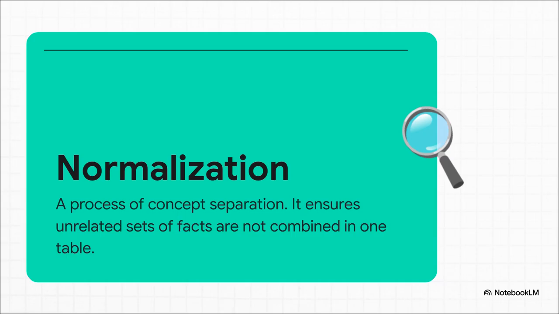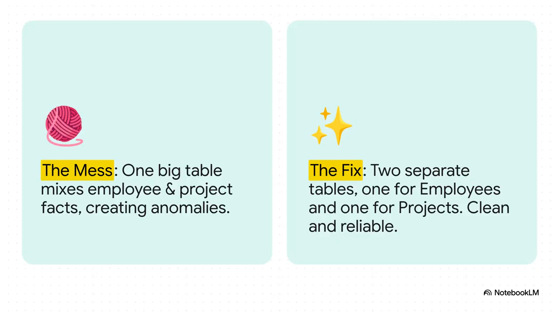Facts about an employee are one thing. Facts about a project are a totally different thing. You shouldn't mix them up in the same table. And this shows you the fix beautifully. On the left, you see the mess we started with, that one big table trying to do everything at once. And on the right, you see the solution. We break it into two smaller, cleaner tables. The EMP table now only holds facts about employees, and a new PROJ table only holds facts about who was working on which project. Each table now has one clear purpose, and it does it well.